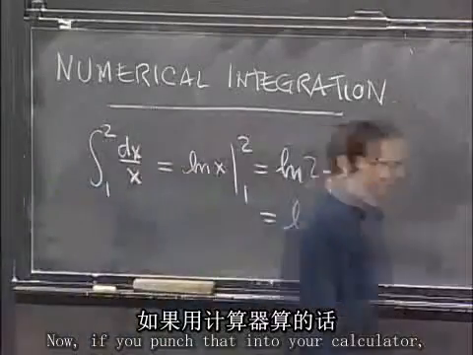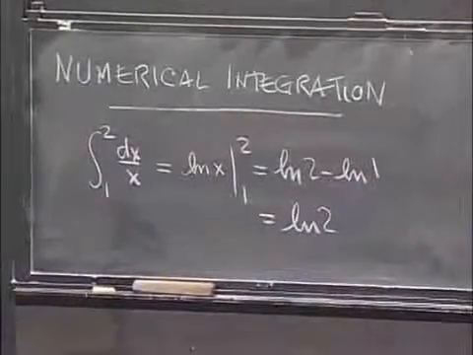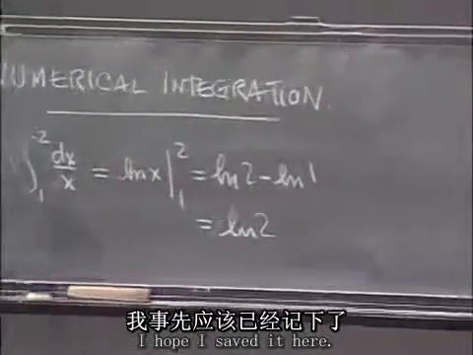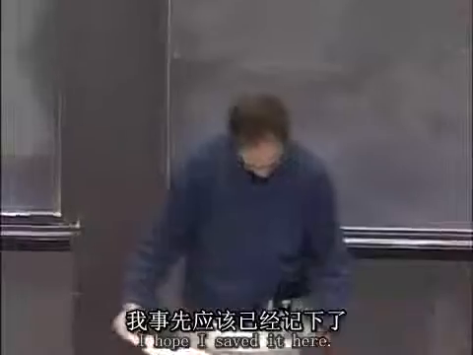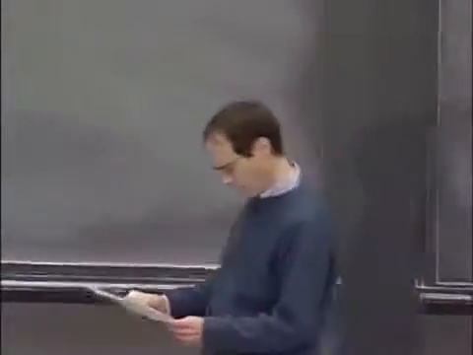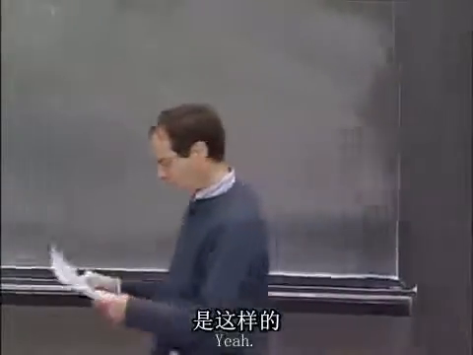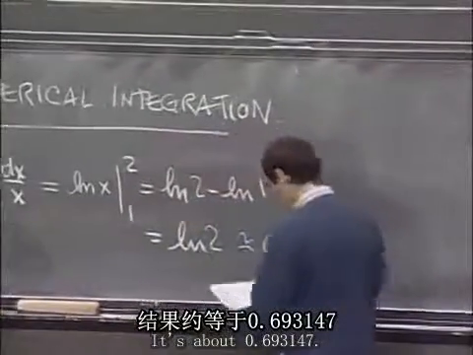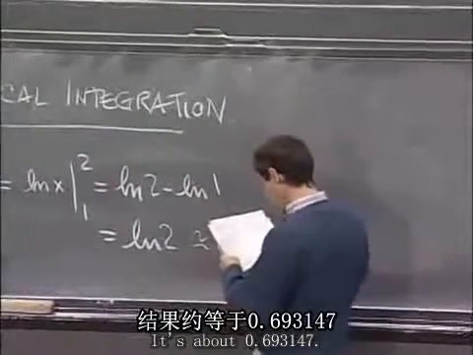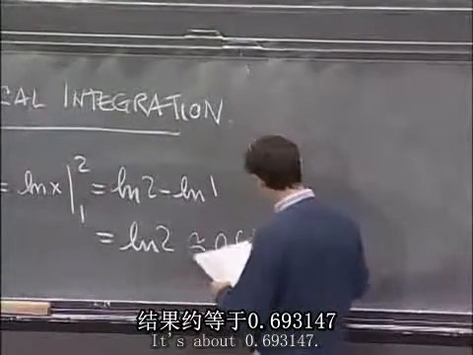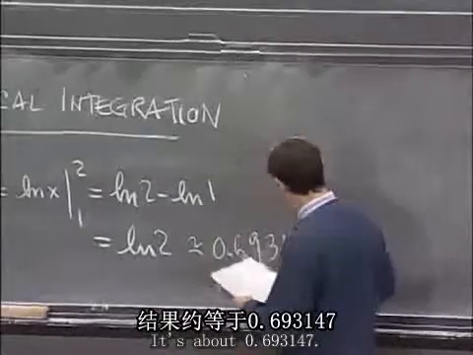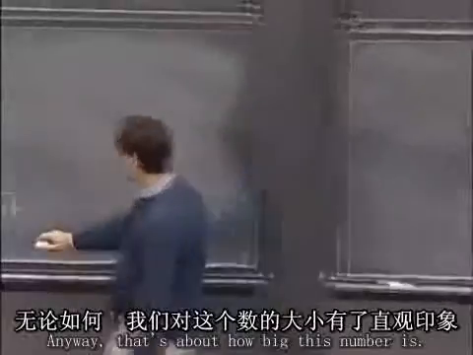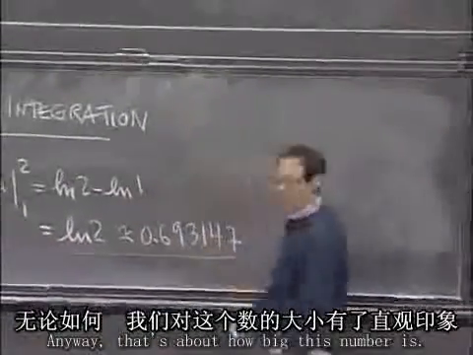Now, if you punch that into your calculator, you're going to get something like this. I hope I saved it here. Yeah, it's about 0.693147. That's more digits than we're going to get in our discussion here. Anyway, that's about how big this number is.